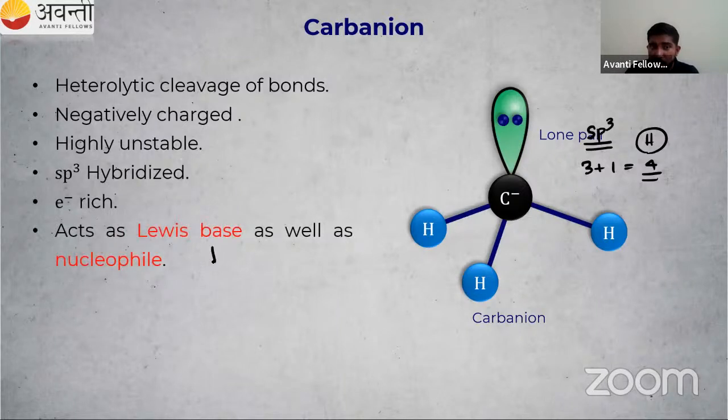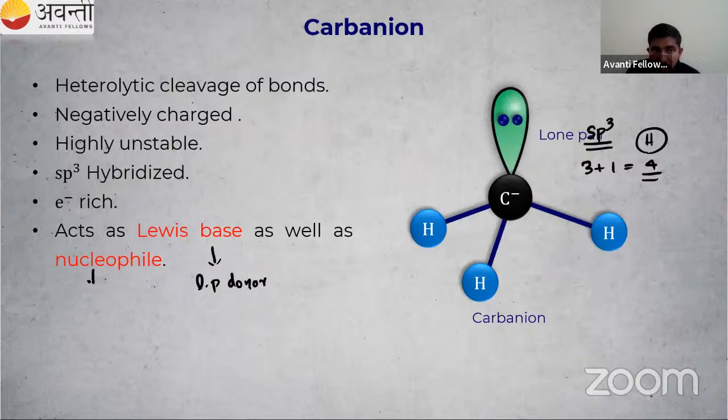Lewis base means they are lone pair donors. It has a lone pair and is ready to give electrons to others, so it is known as a Lewis base. It is a concept introduced by Lewis. It is also a nucleophile. It is negatively charged, right? Electrons are present, so it is negatively charged.